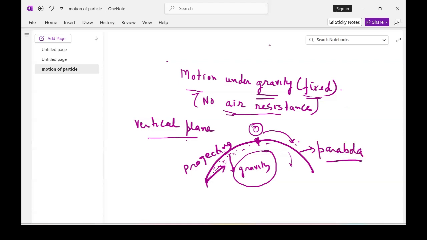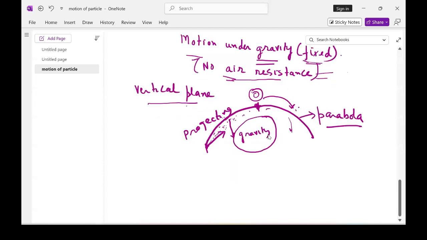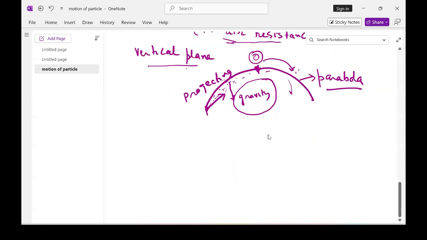Up to our assumption that gravity is fixed, as I said, and there is no air resistance, or no other force. No air resistance means I am just trying to mention that only gravitational pull is the main acceleration acting here. There is no other external force. Okay, so now let us see how we are going to get this situation.